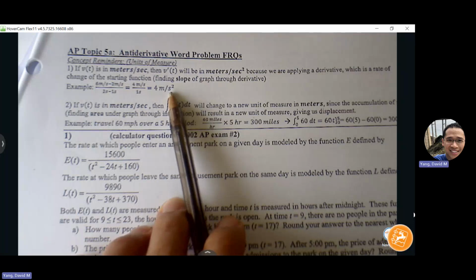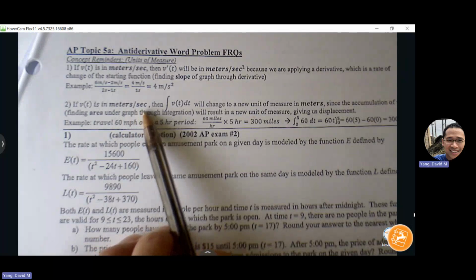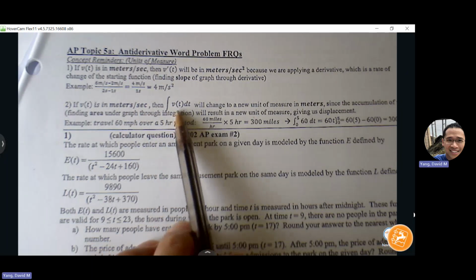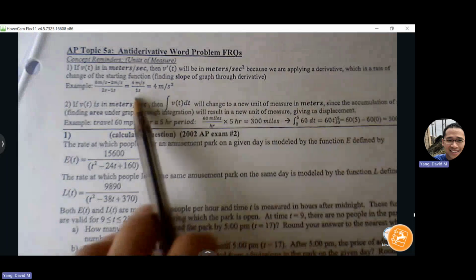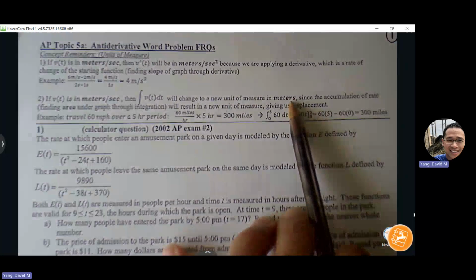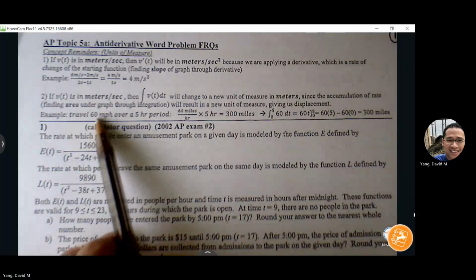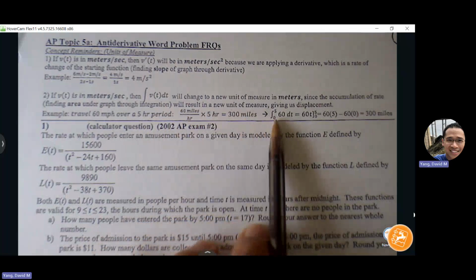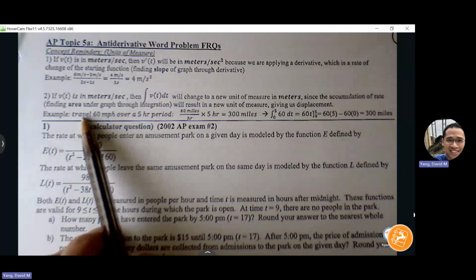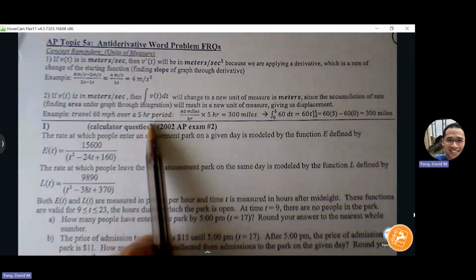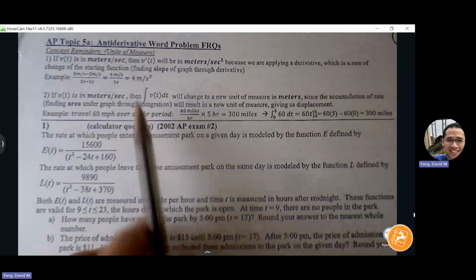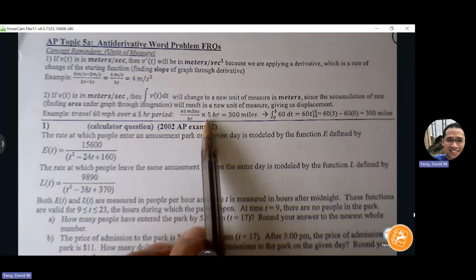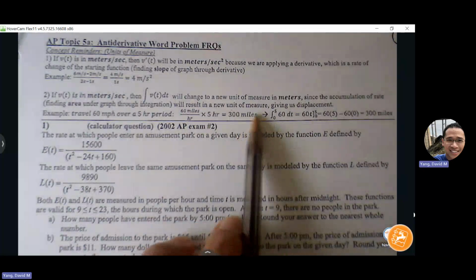Likewise, if I take the antiderivative of velocity, then velocity will turn into displacement, right? If we're starting with meters per second, then our new units will be meters, since the accumulation of the rate, basically finding the area under the graph through integration, will result in a new unit of measure, giving us displacement. So for instance, if you're traveling 60 miles per hour over a 5-hour period, this doesn't require calculus, but it's the same idea: if we're accumulating this rate over a 5-hour period, then what we're left with is a different unit, right?